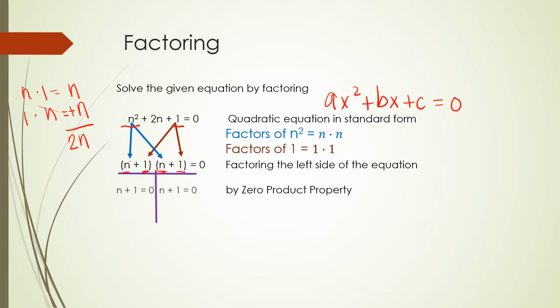So, using the zero product property, paghihiwalayin natin sila, since they are the same lang naman, pero possible kasi na magkaiba sila. So, you have n plus 1 is equal to 0, and then the other one is n plus 1 is equal to 0. Now, using the addition property of equality, so you have n plus 1 minus 1 is equal to negative 1. So, what will happen? Mawawala na to. Ang maiiwan na lang is n is equal to negative 1.